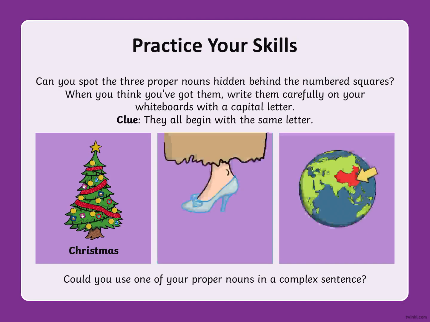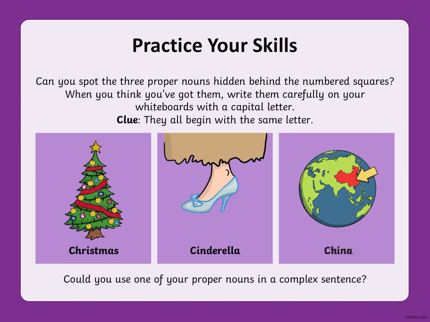Okay, have you had a go? Pause the video if you need to write them down. But if not, here are the answers. We've got Cinderella and we have got China. And if you want to, you can try and use one of these proper nouns in a sentence.